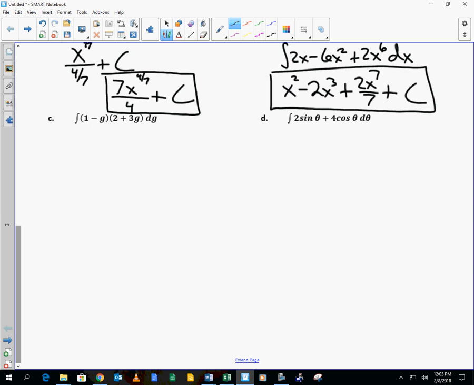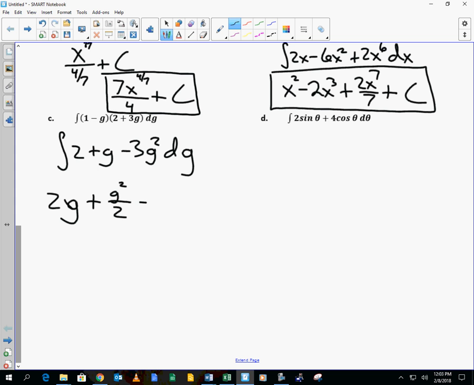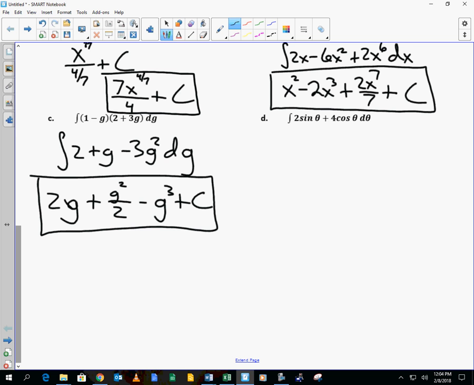How would you do c? Multiply it out first. I get 2 plus g. Now I'll take the antiderivative. What's the antiderivative of 2? 2g. What's the antiderivative of g? And what's the antiderivative of 3g squared? Plus a constant. Can we please just do this last one?